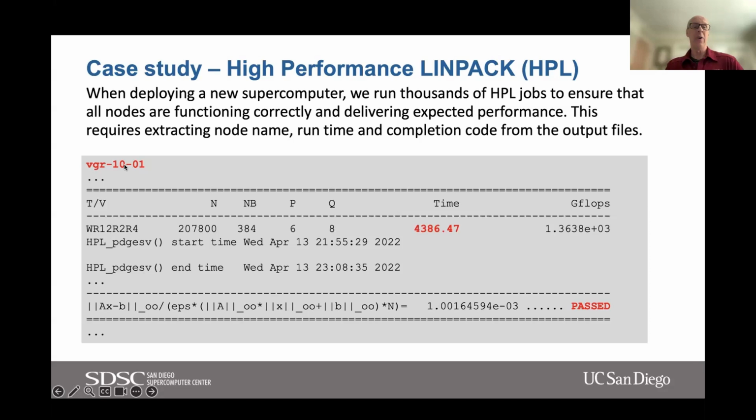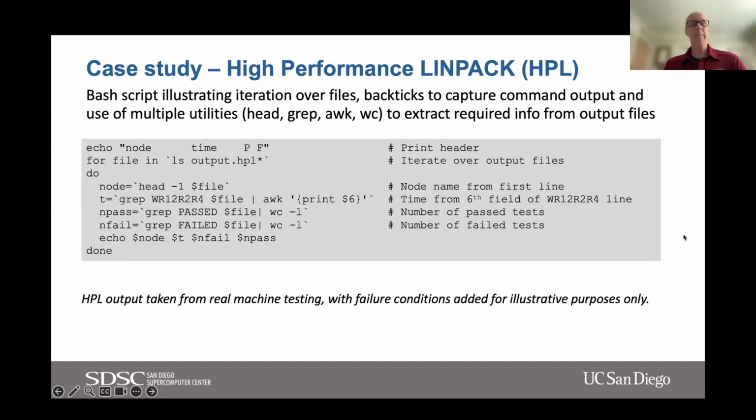So this VGR 10-01, that was the name of a node on our Voyager supercomputer, appears right at the top of the file. We have a line down here where we have a runtime. This tells us essentially what the performance of that node is. And then finally down here, we have a line where the last field is passed or failed. Lets us know what the status of that run was.